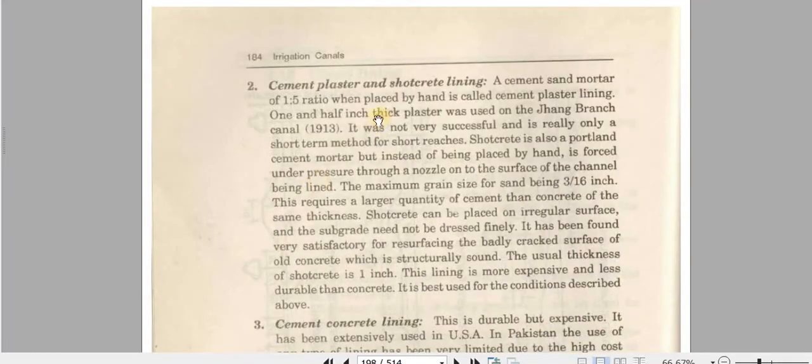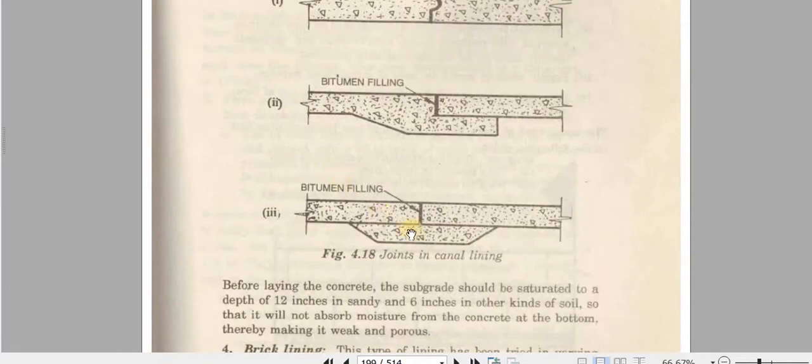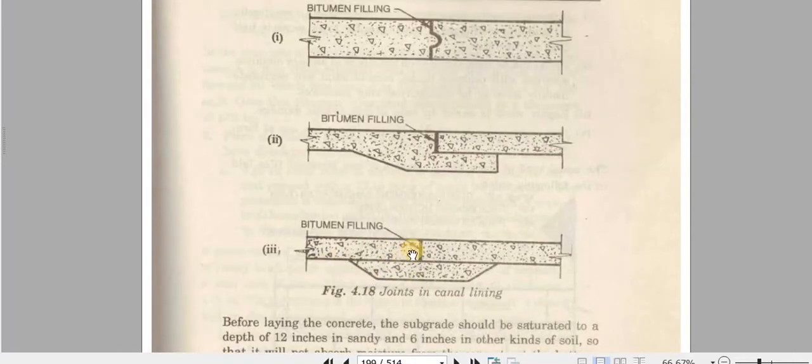Lining materials include cement plaster, shotcrete lining and cement concrete lining. For example, here we have the lining, and in between the lining, or in between the tiles, we have bitumen filling.